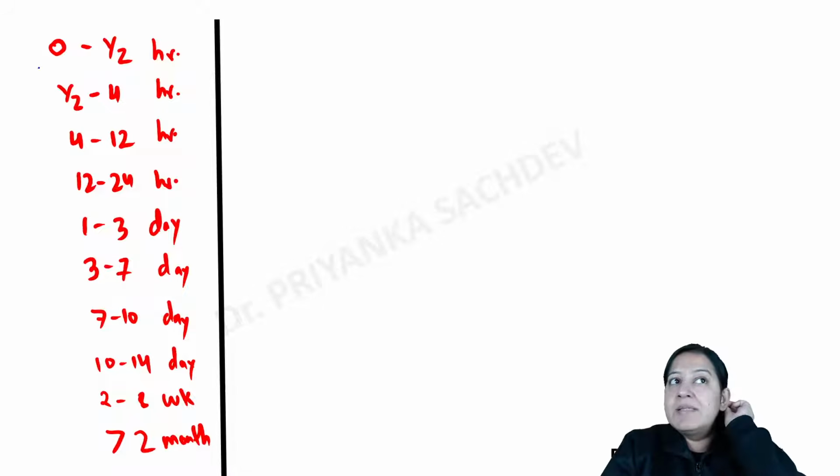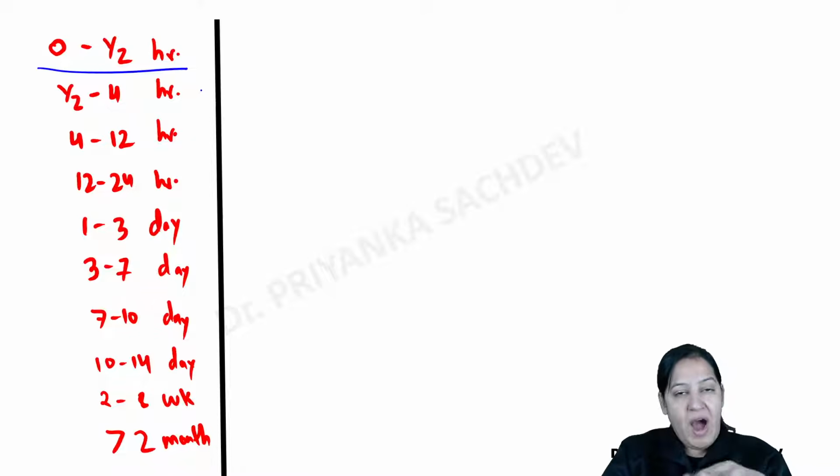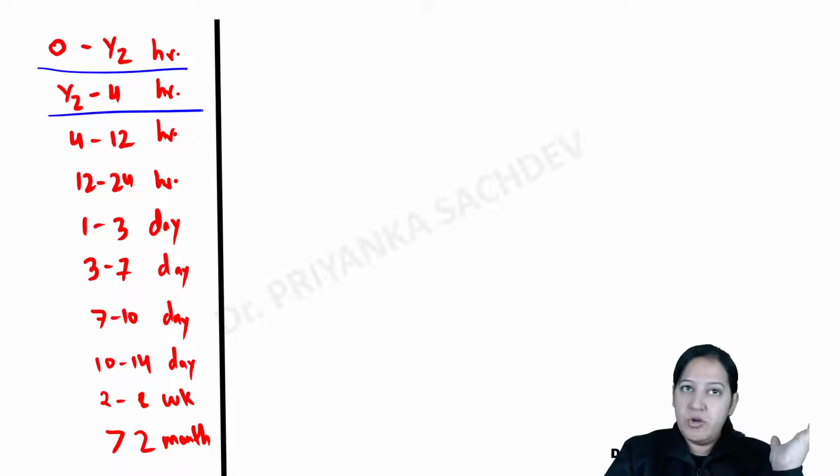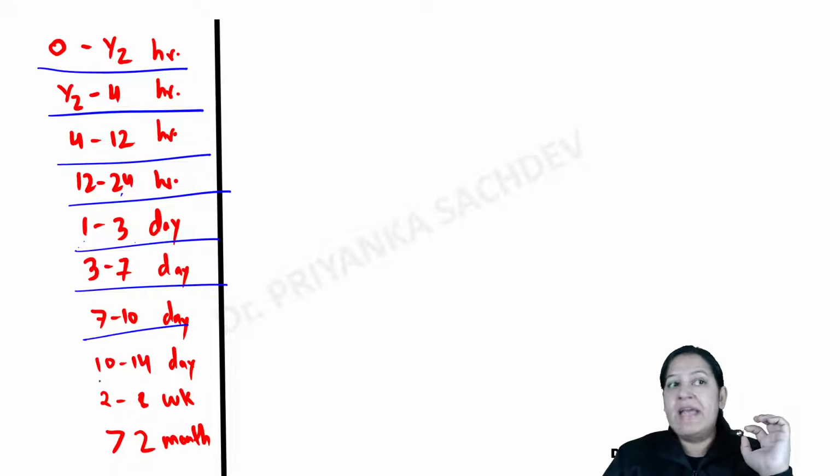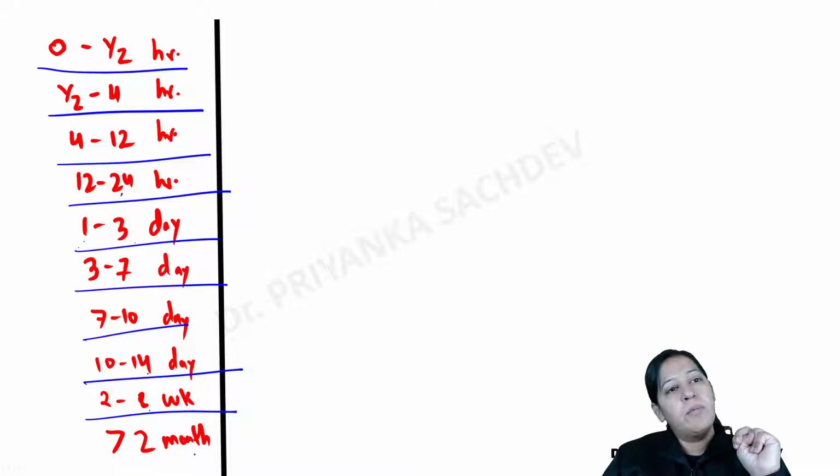Whether MI is 0 to half hour old, half hour to 4 hour, 4 to 12 hour, 12 to 24 hour, 1 to 3 day, 24 hours means 1 day, 3 to 7 day, 7 to 10 day, 10 to 14 day, 14 day means 2 weeks, 2 to 8 weeks, or more than 2 months.